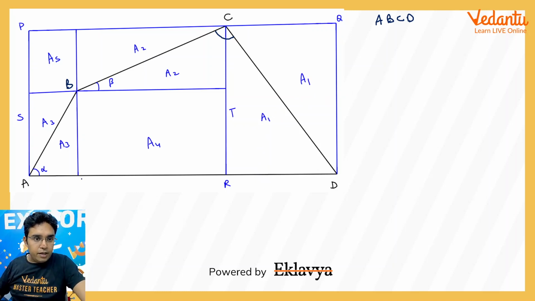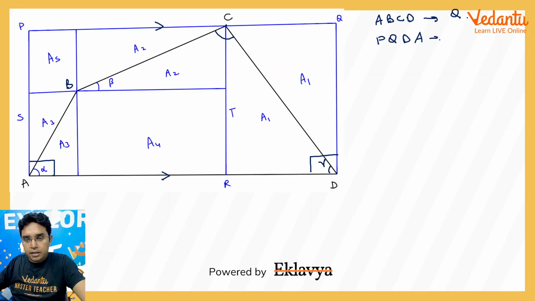In this case, ABCD is a quadrilateral, that is given in the question, and I have drawn a rectangle whose base is AD. From AD, both the angles are acute, alpha here, and maybe I can call this gamma here. Then through C I have drawn a line parallel to AD, and from A perpendicular to AD, and from D perpendicular to AD, lines are drawn so that PQDA is a rectangle.